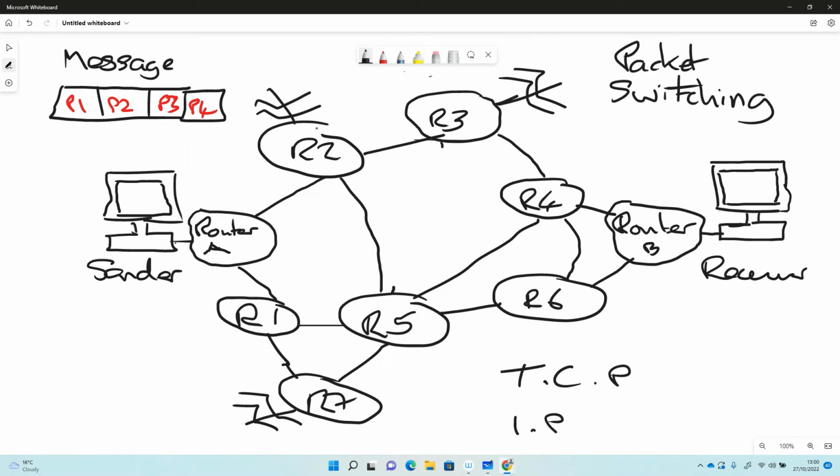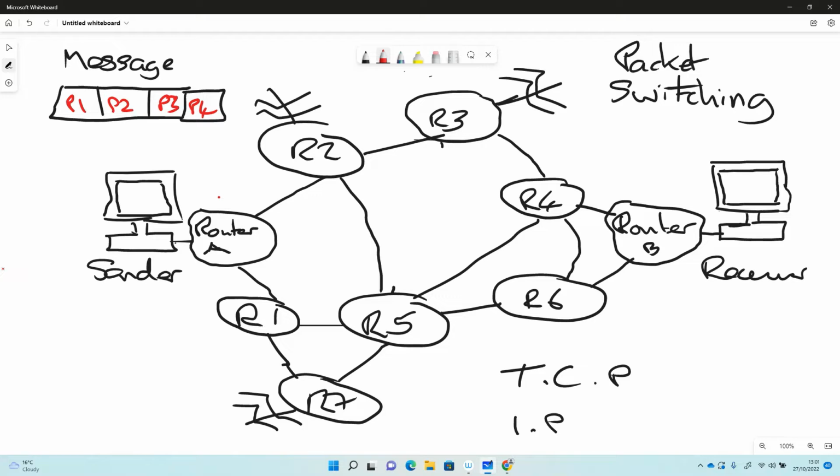This video is just going to talk about packet switching. It's applicable for obviously networking, GCSE, or indeed probably A level as well. So we might have a network like this. So all of these things are routers.